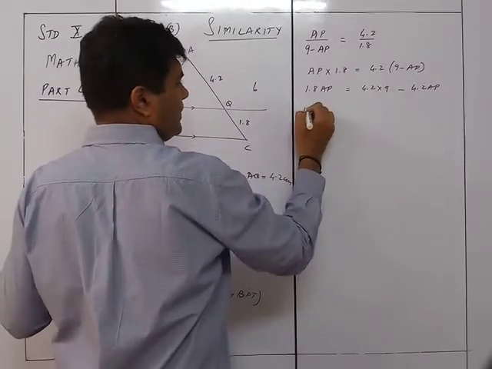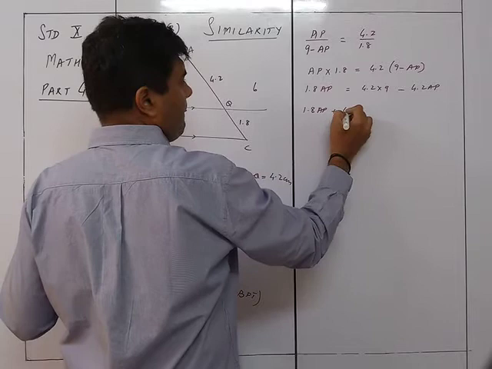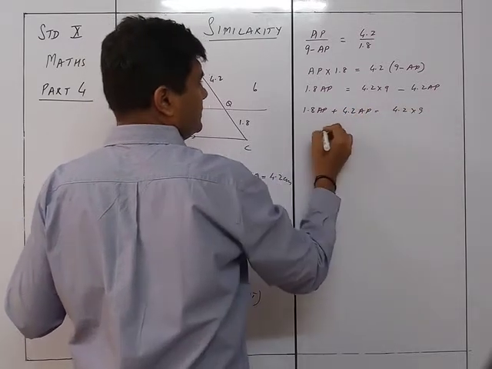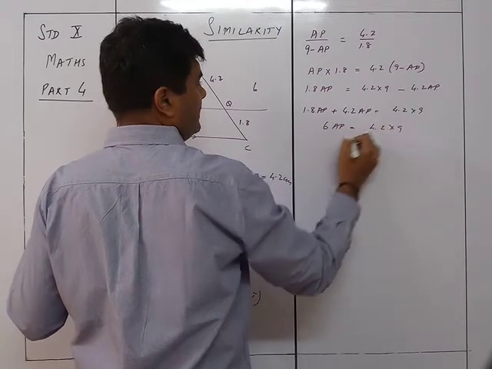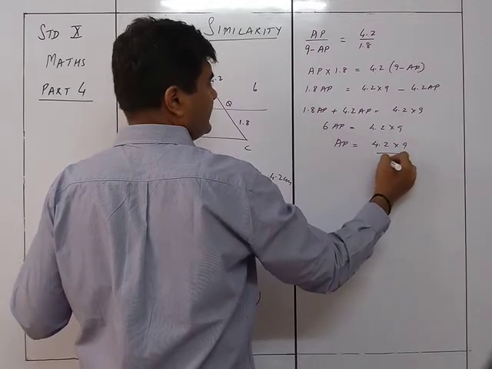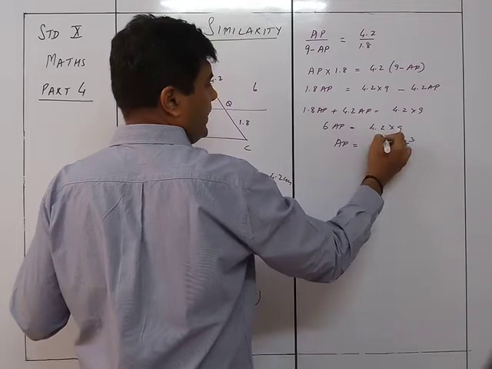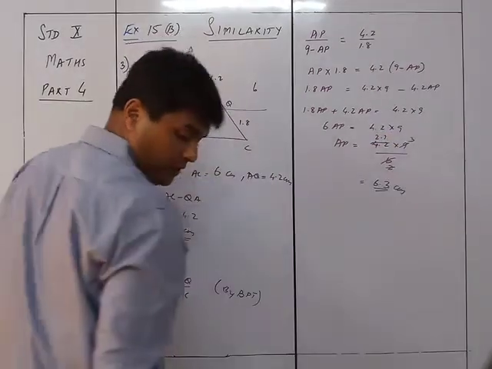Bringing this to this side, 1.8 AP plus 4.2 AP is equals to 4.2 into 9. So 6 AP is equals to 4.2 into 9. AP is equals to 4.2 into 9 upon 6. 6 twos are 12, 6 threes are 18. This is 2.1 into 3, which is equals to 6.3 centimeters. So AP will be 6.3 centimeters.